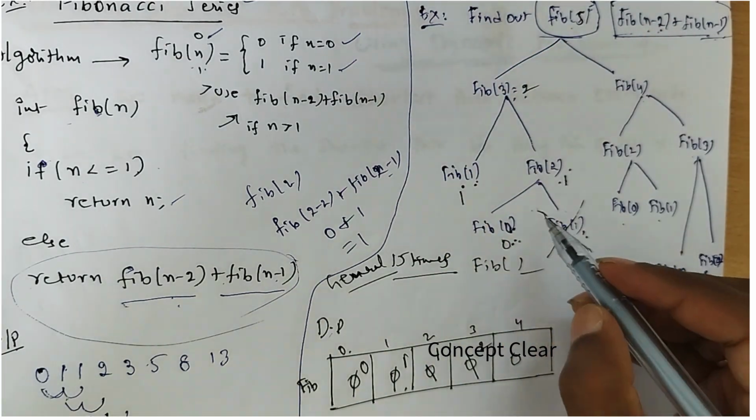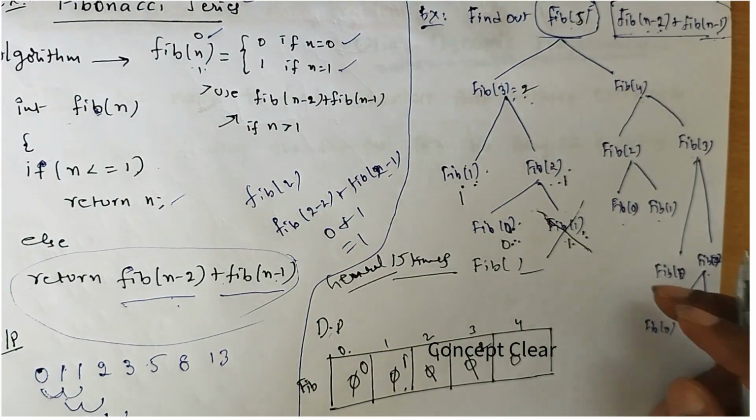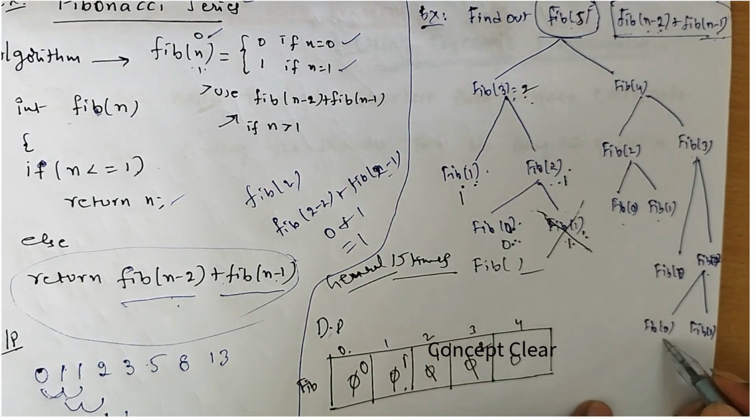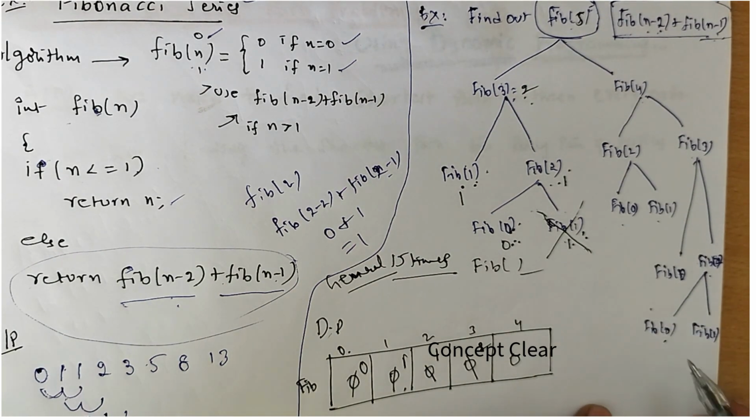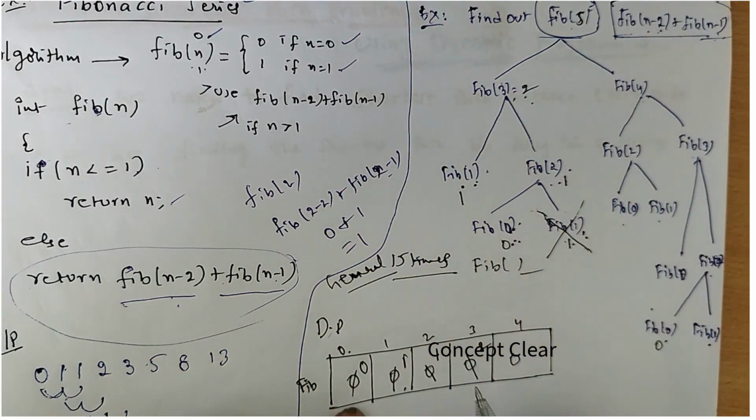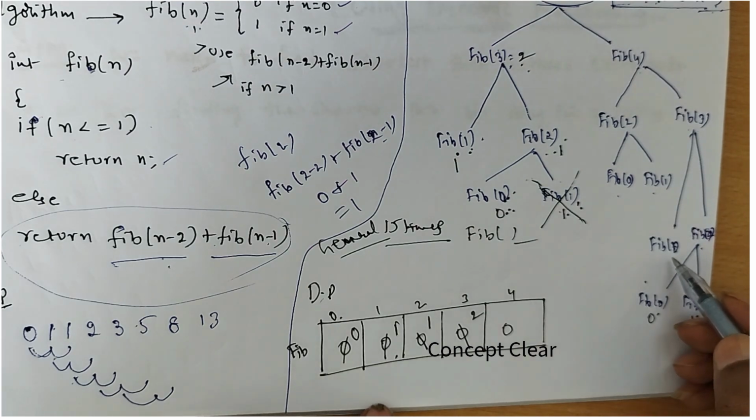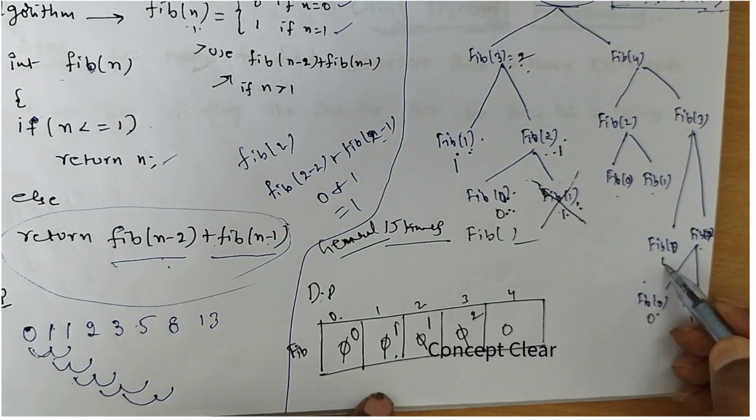Here how many times were called? 1, 2, 3, 4 times were called. And what about the right side part? Again here, right side fib of 0: no need to consider, no need to call. Why? Because we know the fib of 0 value is 0. And fib of 1 we don't need to call, because previously we called it and we know the value is 1. And again we don't need to call fib of 0.